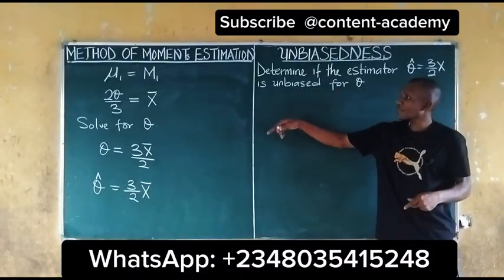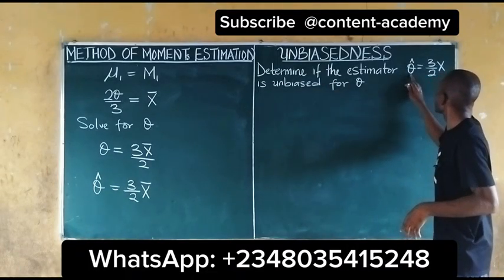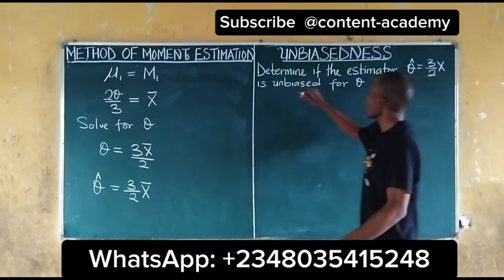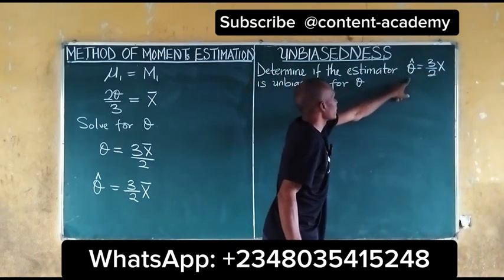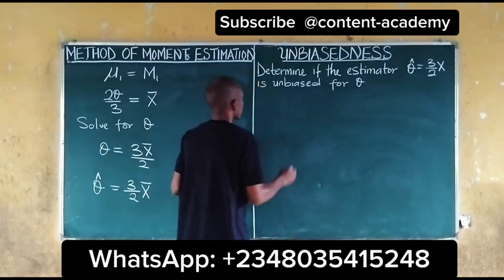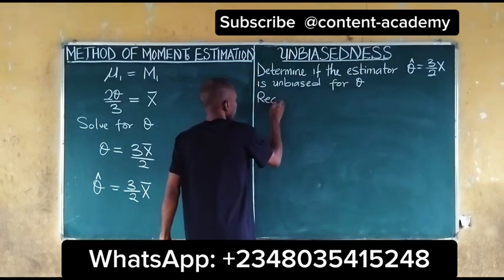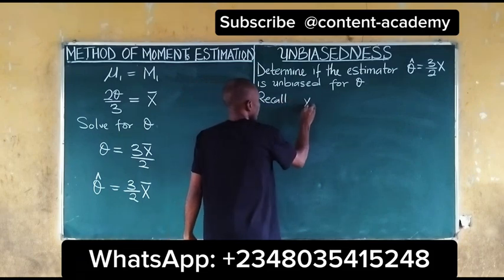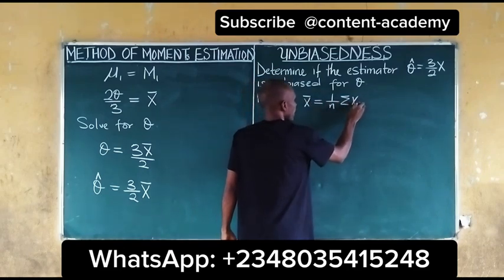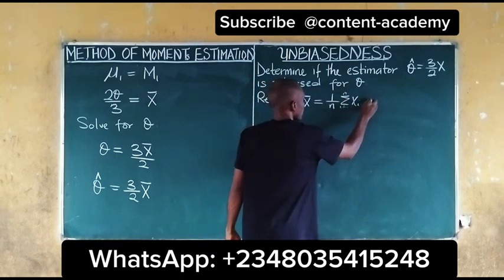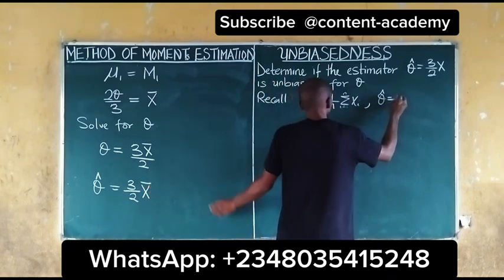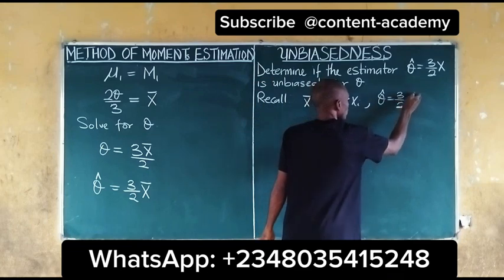From the given question for the method of moments, we can show if theta estimate is unbiased for theta. Yes, we can show if theta estimate is unbiased for the given value, which is 2 over 3 x. So we should recall that x bar is equal to 1 over n summation of xi as i runs from 1 to n. And we should also note that the value we got for our theta estimate is 3 over 2 x bar.